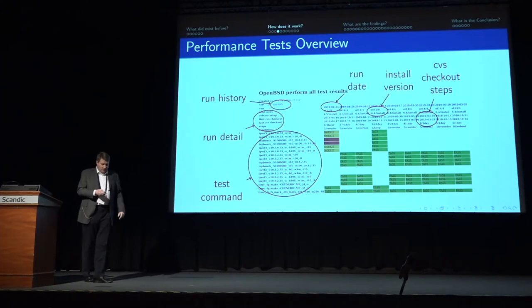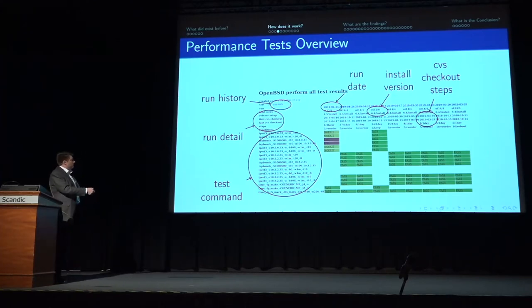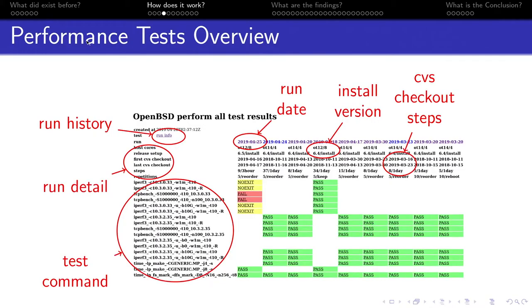So the first thing you get is a web page where you can say, OK, somebody did a measurement at this date. He installed version 6.4. And then he checked out from this date to this date. And the step was 1 day. So every day is measured. So that's one of those columns. One column is one test run. And it's running in 1 day steps between this date and that date.